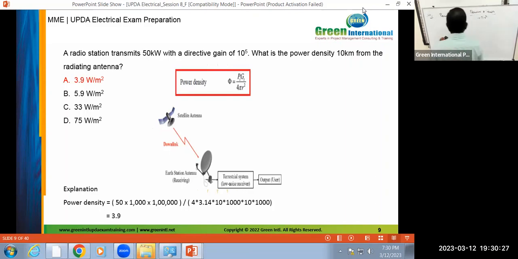Now we substitute the values. Power 50 into 10 raised 3. Gain 10 raised 5, divided by 4 into pi into r square. That is the distance, here 10 kilometers, so 10 into 10 raised 3. Distance between receiver and transmitter.